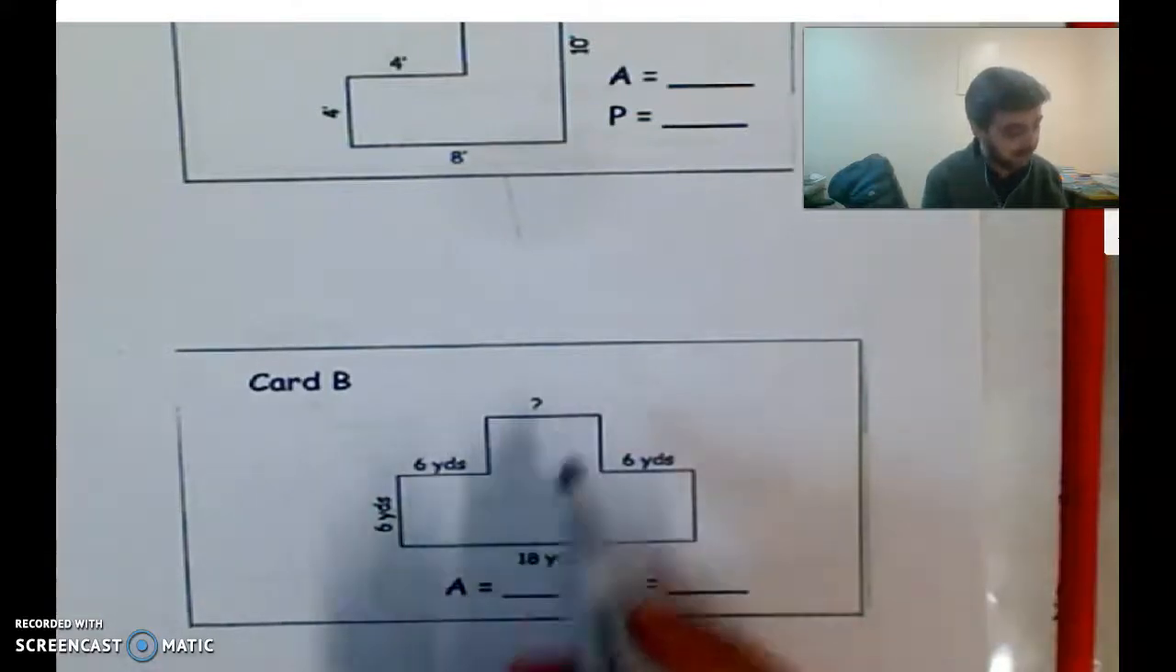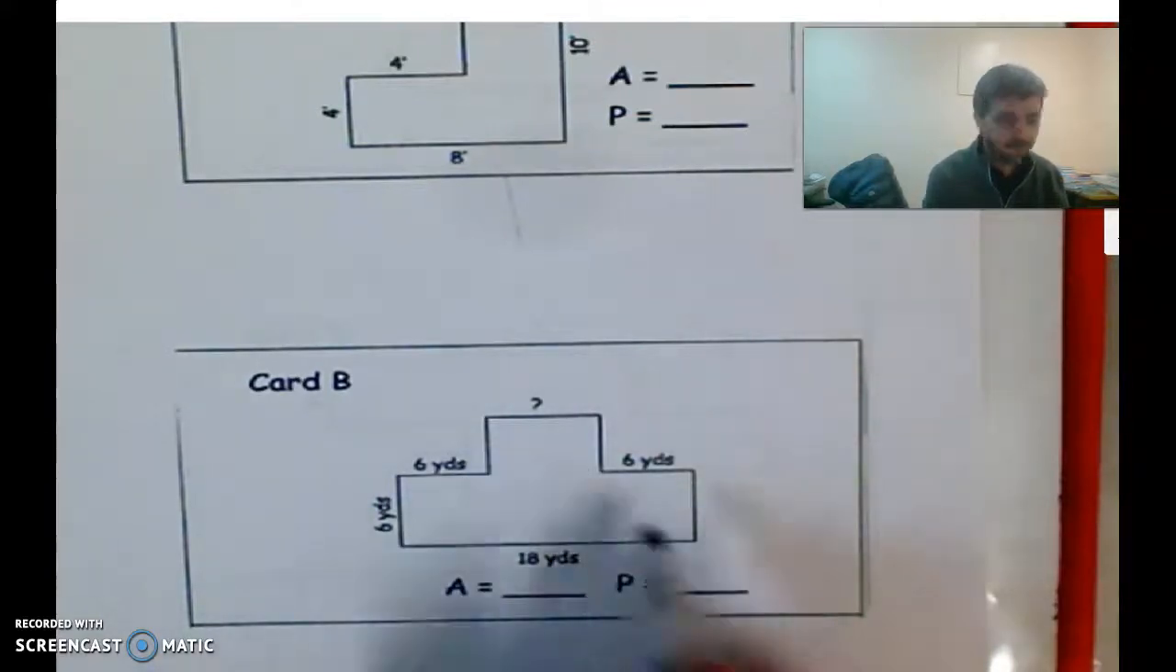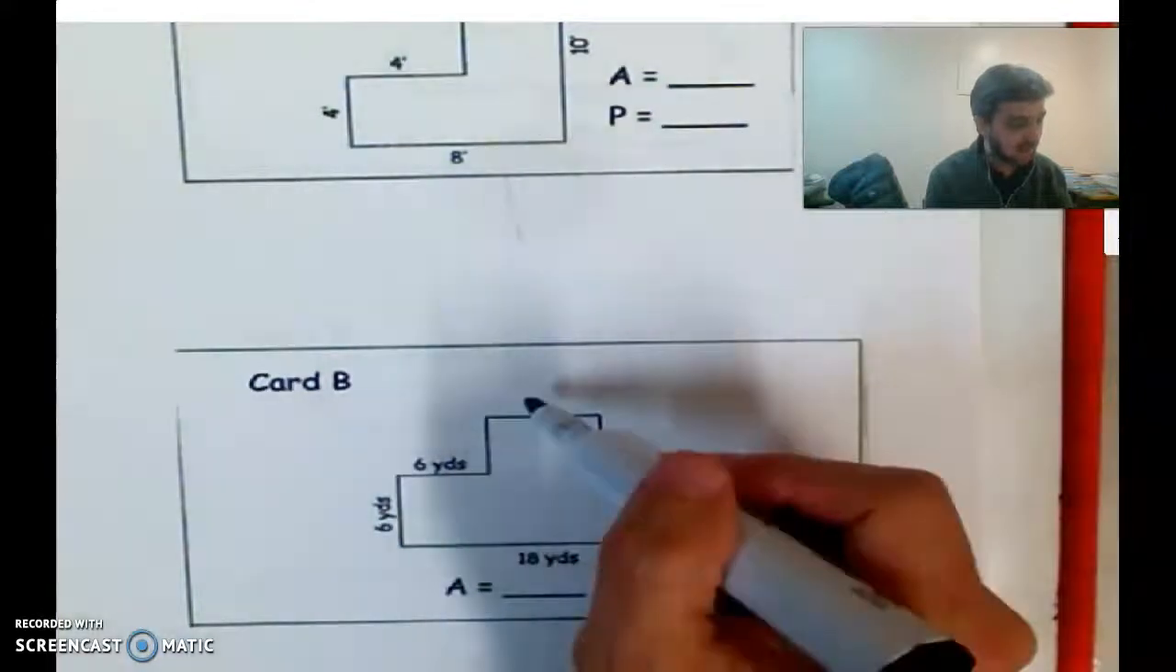So like this one right here, all the way across is 18. That's 6, and that's 6. So this also has to be 6.